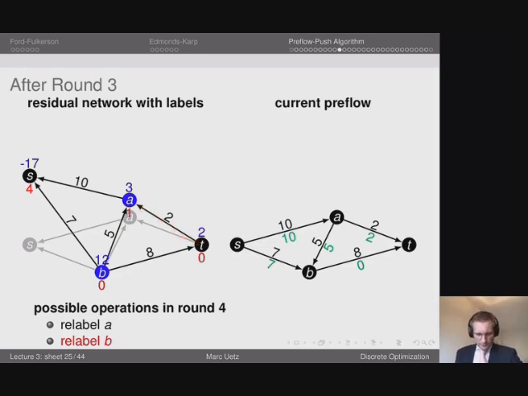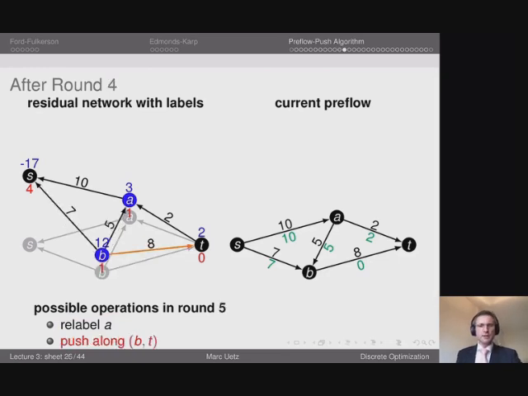So now again, we are in a situation where there is no eligible edge. So we can either relabel A or relabel B. So suppose we relabel B. So we are hanging B 1 unit higher. B has moved up a little bit, which makes this edge suddenly eligible. So the possible operations would be relabeling A because it's still active, or pushing out of B because it has an eligible outgoing edge. So let's say the algorithm pushes along BT, so out of B. After that, the situation looks as follows.